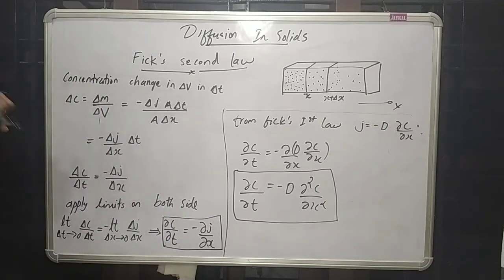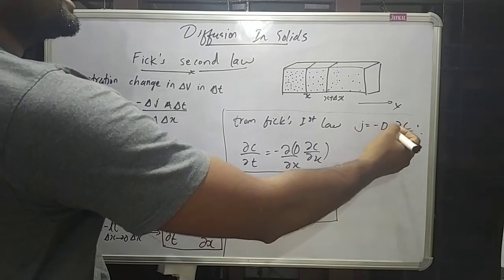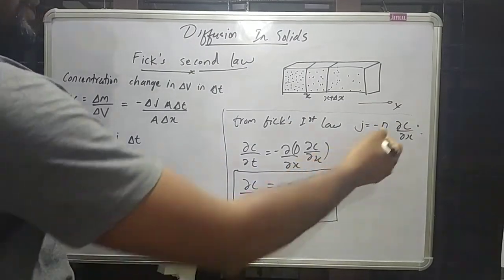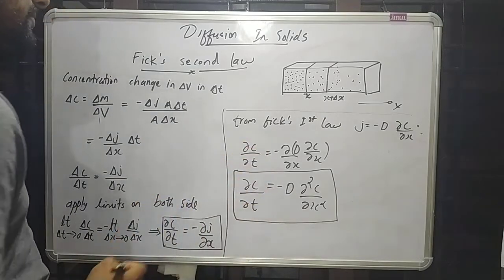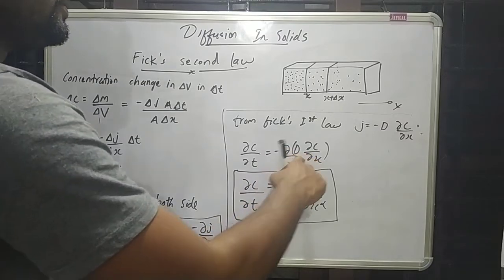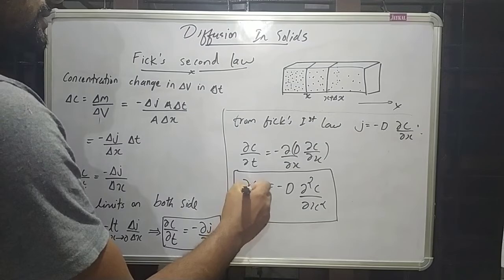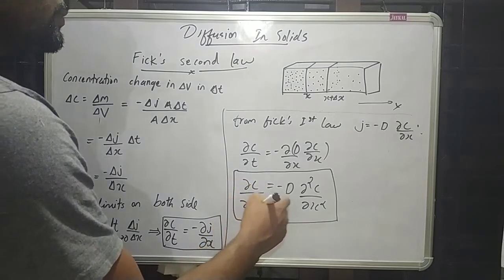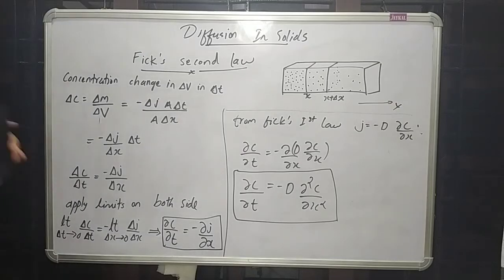Okay, so we know from Fick's first law that the mass flux J is equal to minus D dou c by dou x. So we can apply this value in this equation. We will get another form of Fick's second law: dou c by dou t is equal to minus dou by dou x of, instead of J, we can apply minus D dou c by dou x. So this is dou c by dou t equal to D into dou square c over dou x square. This is another form of Fick's second law.